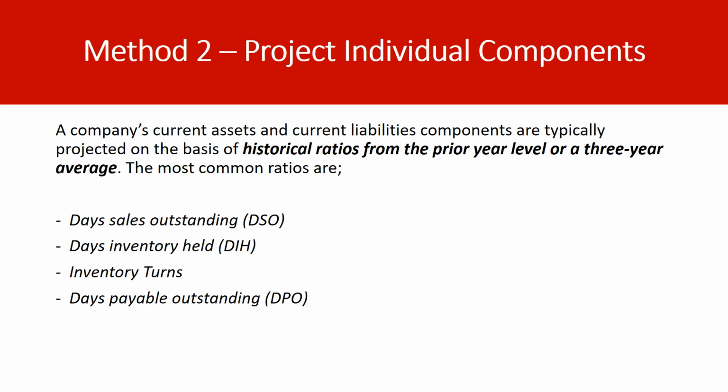So method number 2, we're projecting individual components. A company's current assets and current liability components are typically projected on the basis of historical ratios from the prior year level or a 3-year average. The most common ratios are the days sales outstanding, the DSO ratio, the days inventory held, the DIH ratio, the inventory turns ratio, and the days payable outstanding ratio, the DPO. So don't worry, you don't know them yet. We're going to go through each of these ratios and how they apply to different components of the current assets and current liabilities of a company.